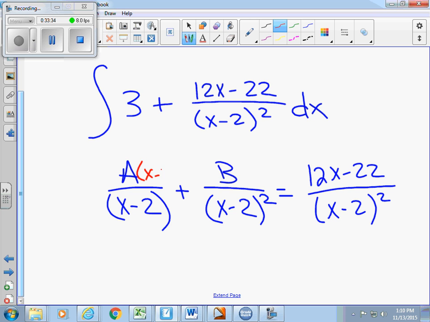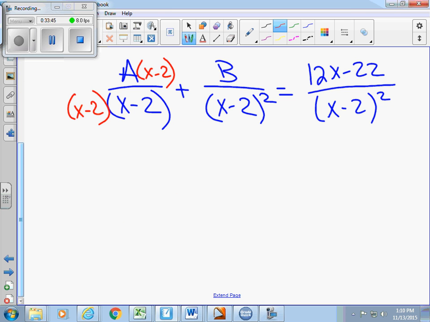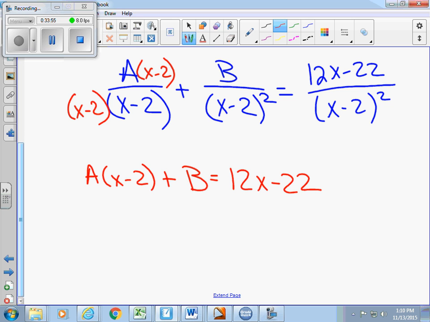So that one needs an x minus 2 on top and bottom to have a common denominator. And then we can use the Heaviside method still for B. We actually cannot use it for A, but I'll show you how to find A. For B, though, I can plug in 2 into every x. And so I get B equals 2, right? 24 minus 22.